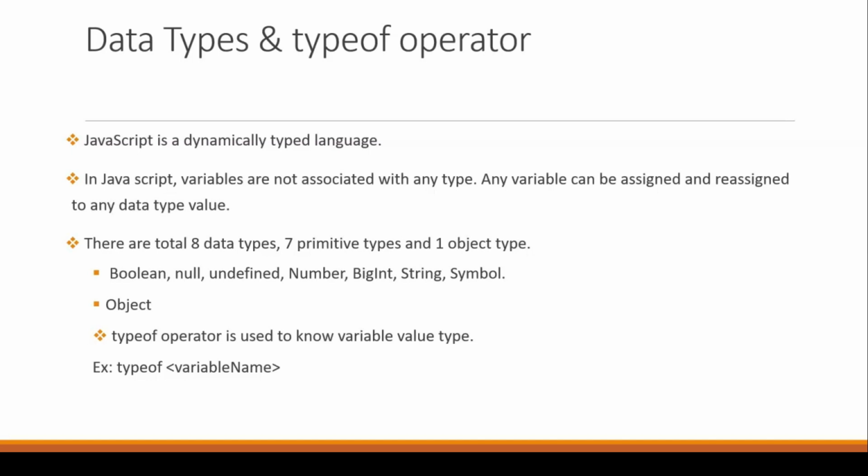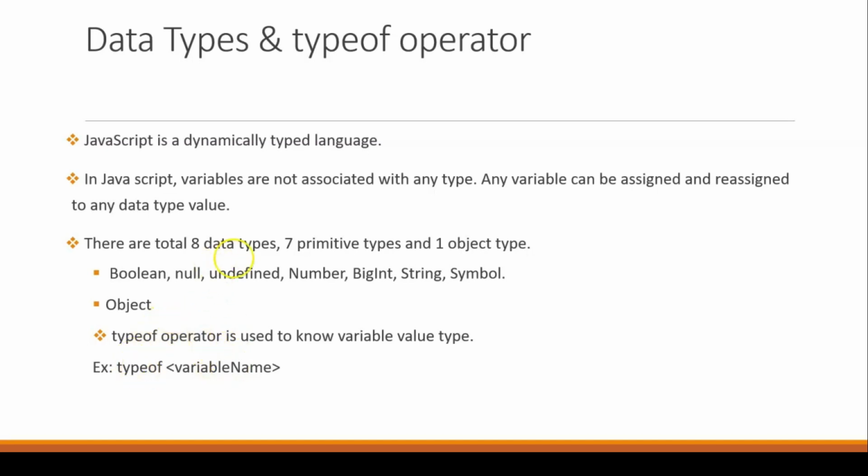And there are a total of 8 data types in JavaScript, 7 are primitive types and 1 is object type. The primitive types are boolean, null, undefined, number, bigint, string and symbol. And the last one, the object type, is object only. We will learn all these types with real examples.